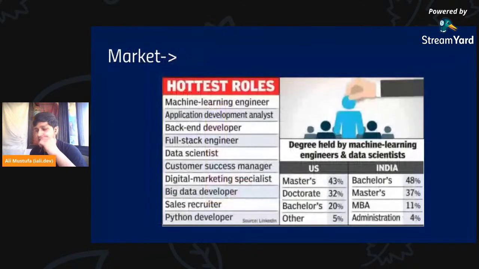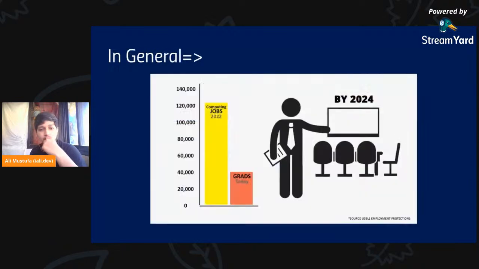When I talk about the hottest jobs in machine learning as of now, they include machine learning engineer, application development analyst, backend developer, full stack engineer, or data scientist. Sales is also one of the major jobs, so if you are not technical, you can join that as well. And as I told you, by 2024 we will have more computer jobs than computer graduates today. Today also, more than 50% of the people working in IT are from a non-IT background, like electronics, mechanical, or civil.